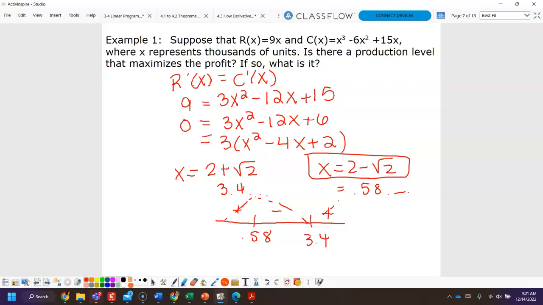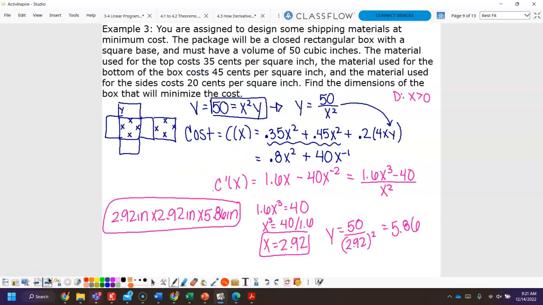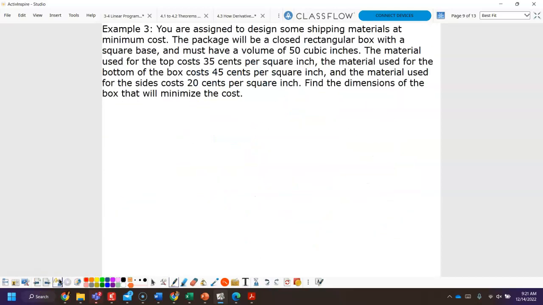All right, let's skip over the next one because I think you can do MVT pretty well. Derivative equal to blah, blah, blah. I want to look at example 3 because this one's a little bit like another step. So it says you're assigned to design some shipping materials at a minimum cost. So right here, I see minimum and cost. So I know that I am deriving cost to minimize it.